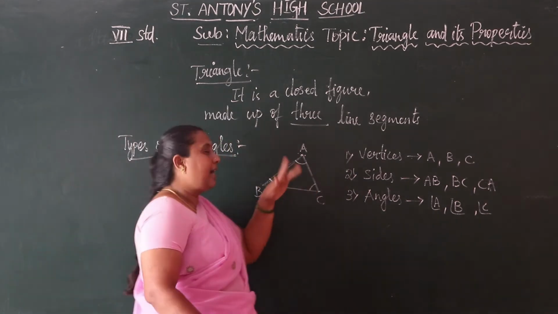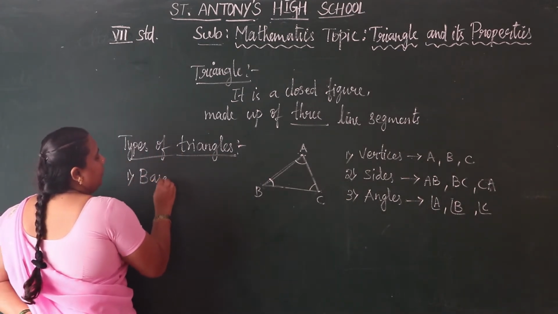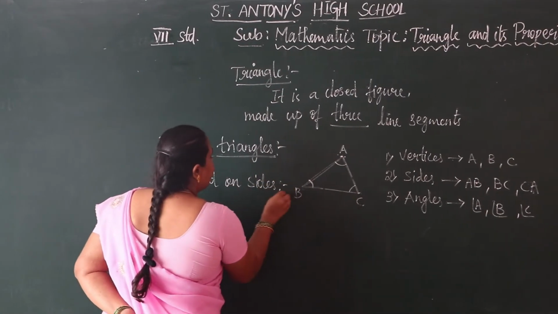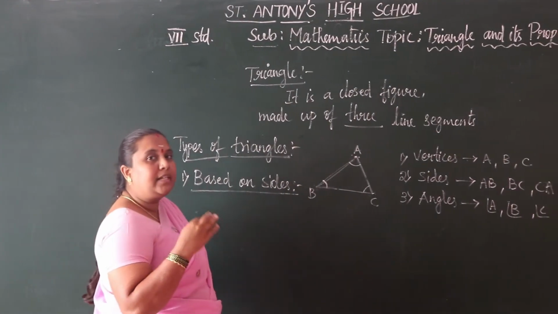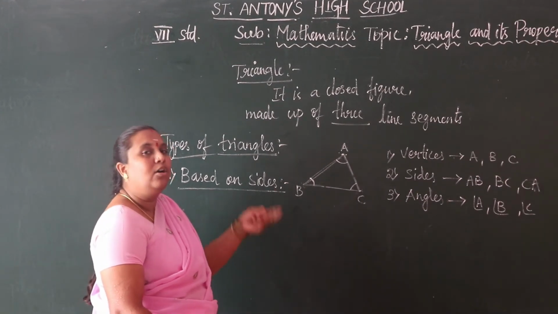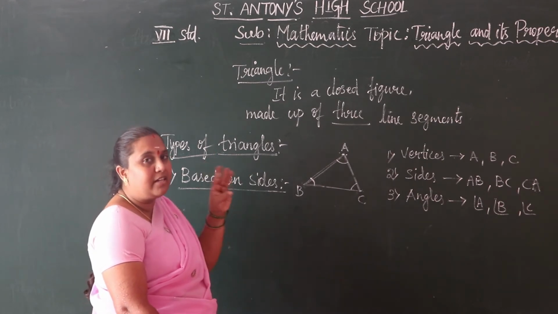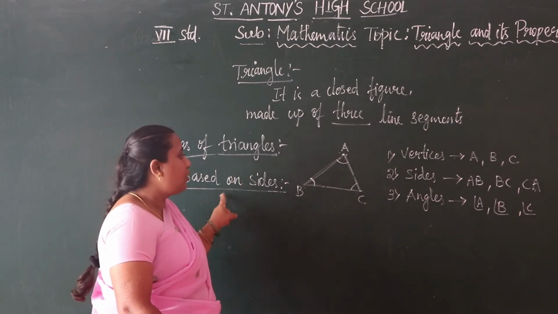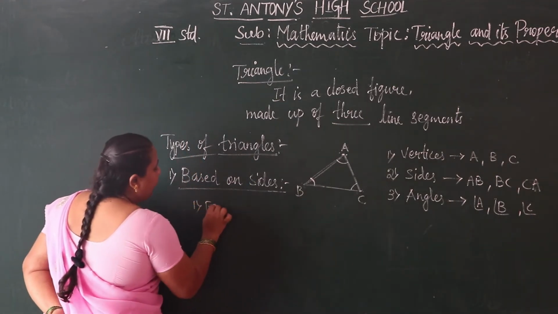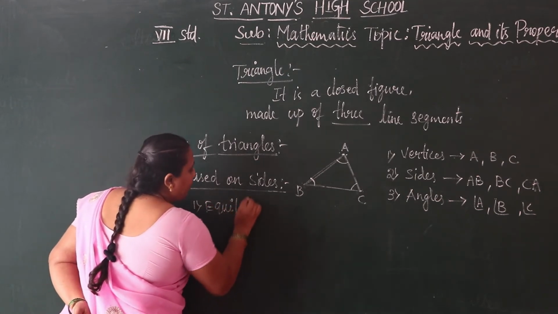Based on sides. How many types of triangles are there based on sides? There are three types. What are the three types of triangles based on the sides of a triangle? The first one, equilateral triangle.